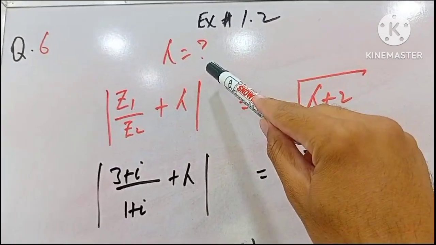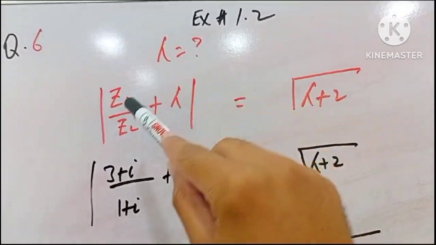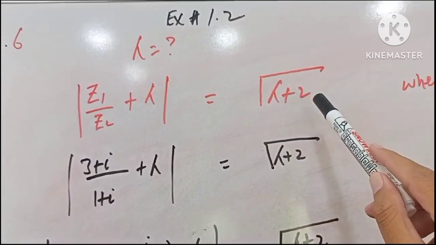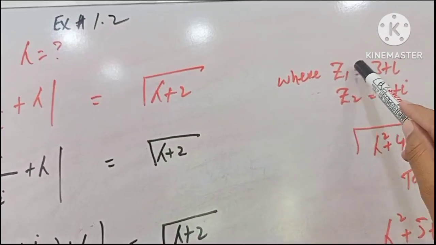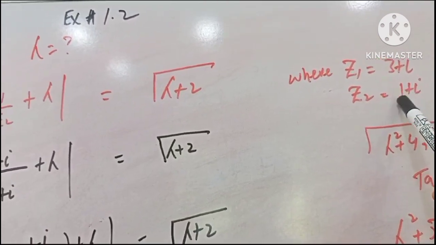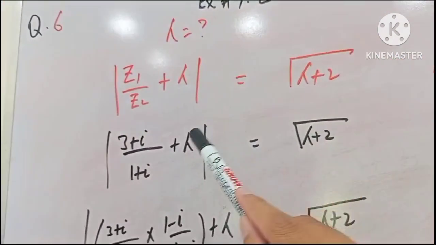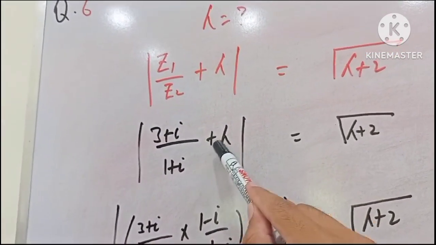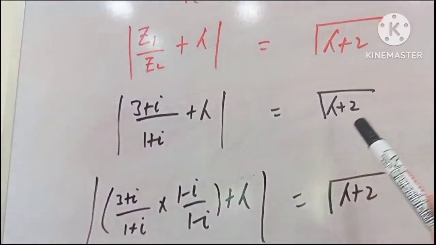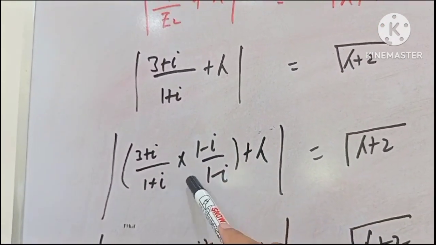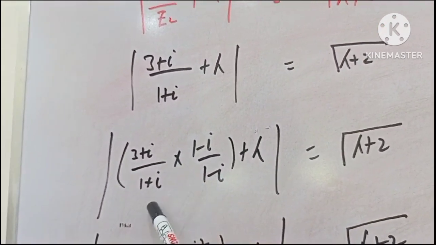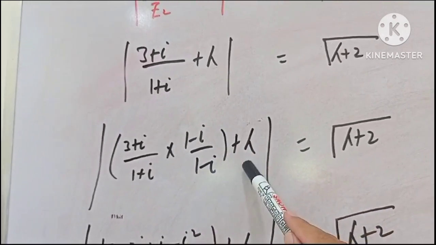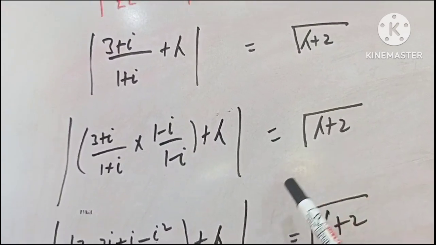Question number 6. Find the value of lambda given that |z1/z2 + λ| = |λ + 2|. Here given z1 is equal to 3 plus i and z2 is equal to 1 plus i. Putting the values of z1 and z2, (3 + i)/(1 + i) plus lambda, mod, is equal to lambda plus 2. Now we are multiplying and dividing by the conjugate of 1 plus i, which is 1 minus i.